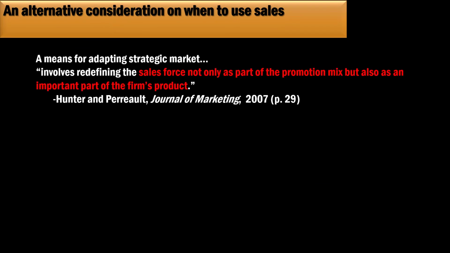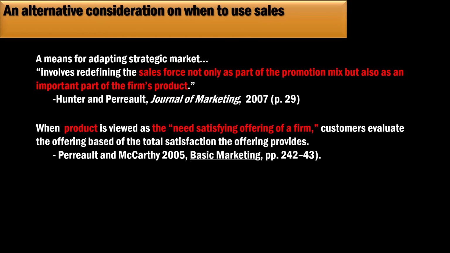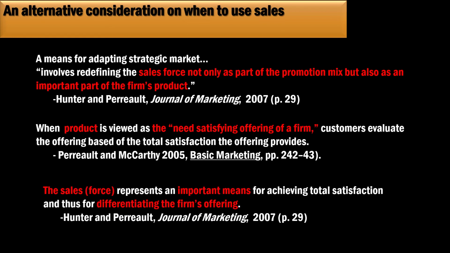So an alternative consideration is to think about them not only as part of the promotion mix, but as part of the firm's offering. That broadens it, at least beyond just that one P of promotion, to the P of product. The way you get there is that a product is the need-satisfying offering of the firm. And if they're part of the product, you can differentiate them.